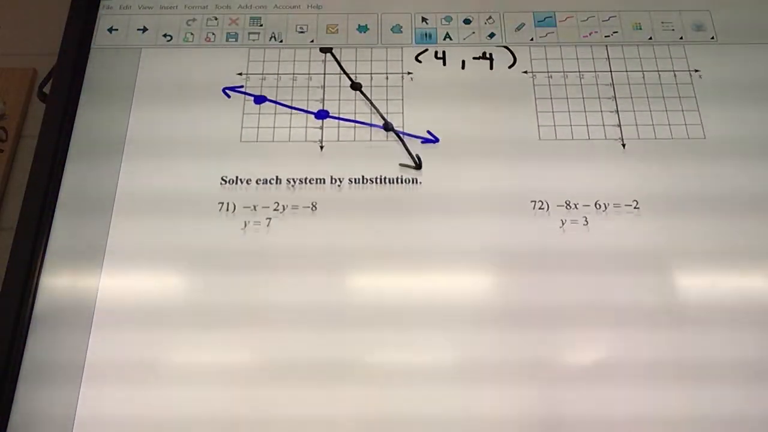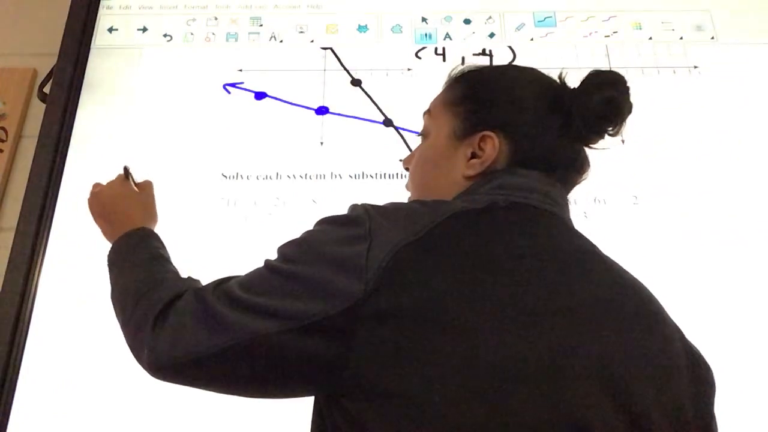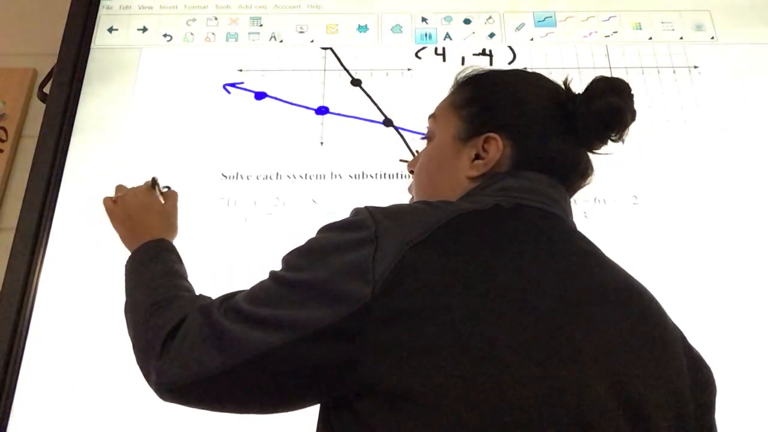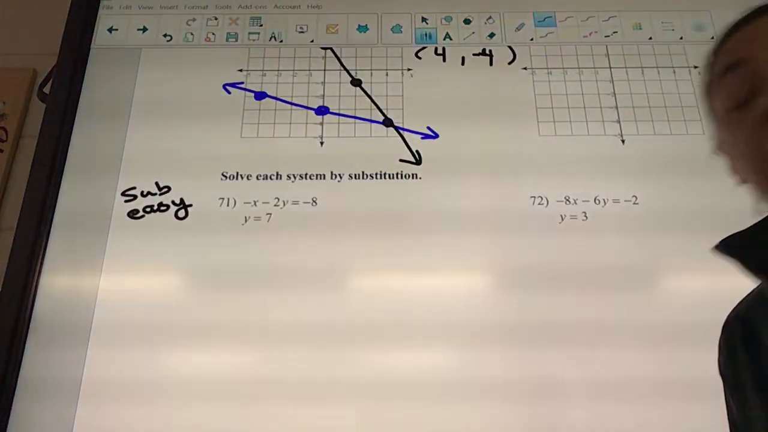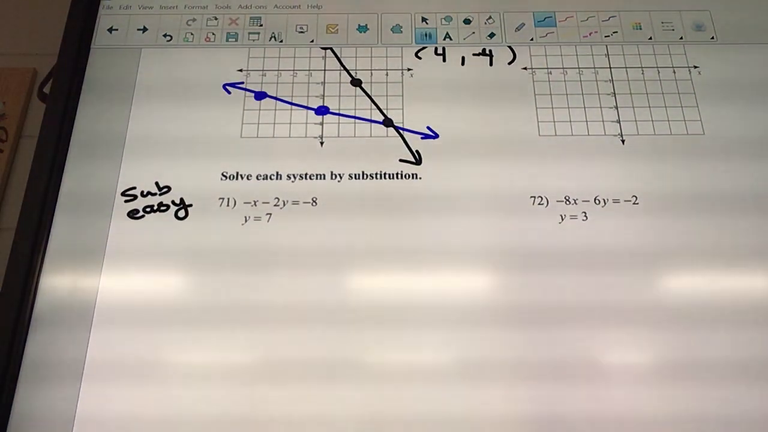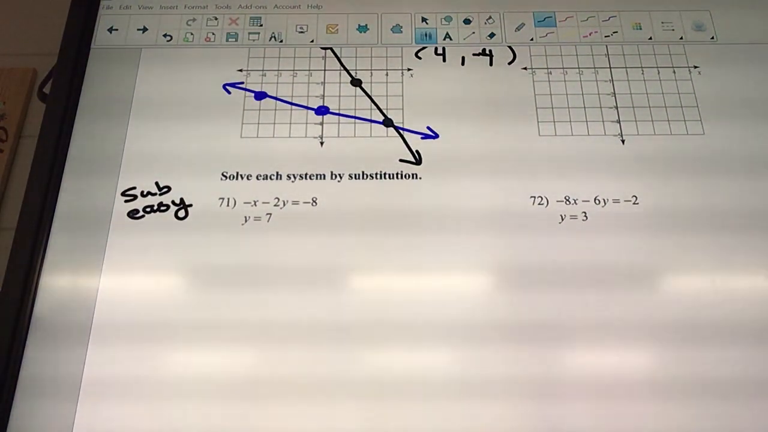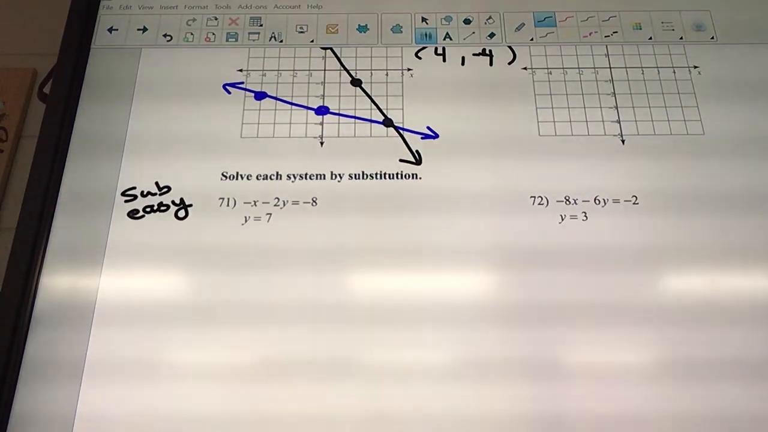Okay, this next one, I call it substitution easy, which will make sense when we do this. Substitution kind of sucks because there's not a lot of steps for me to write for you. Okay, which one do we circle? Does anybody remember?